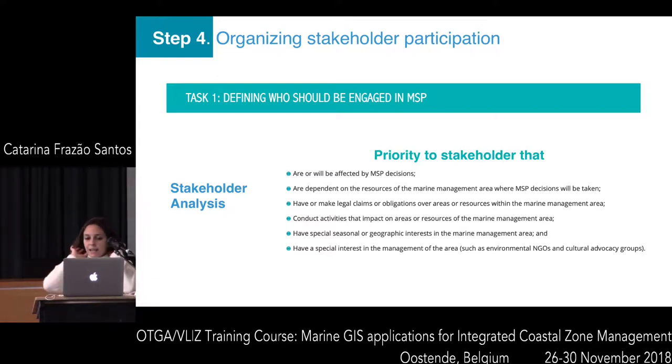In many cases, priority stakeholders are the ones that will be directly affected by MSP decisions, the ones that are dependent on the resources being managed in the area, the ones that have legal claims or obligations over that area, or, for example, NGOs and cultural advocacy groups that have a special interest in the area that will be managed with the MSP process.